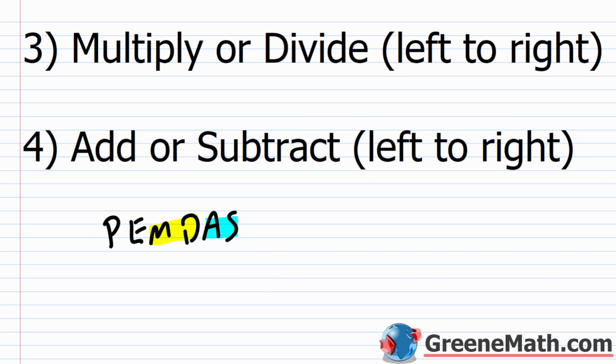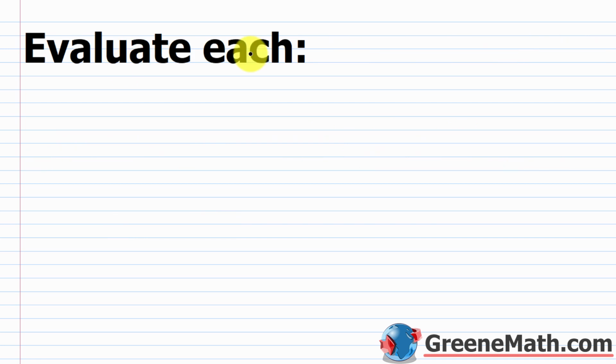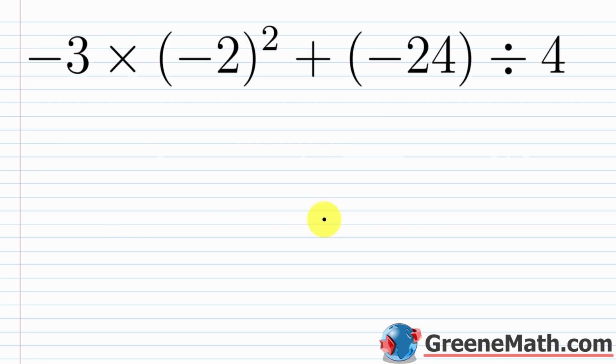Okay, with that being said, let's just jump in and look at some problems. So we want to evaluate each. All right, so let's take a look at the first problem. We have -3 times, then you have -2, and notice this -2 is wrapped, and this is being squared, and then plus you have -24, and then divided by 4. So what is the highest priority? Again, we start with parentheses. The only parentheses we have would be this guy right here, which is wrapping this -2, and this guy right here, which is wrapping the -24. So there's nothing to really do there with parentheses.